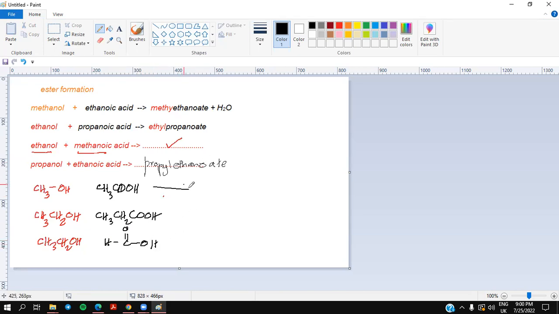Now let us see the structure of the ester produced here. What happens is, from the alcohol part, hydrogen, and from the carboxylic acid, the OH part goes out. These two will go out as a water molecule.